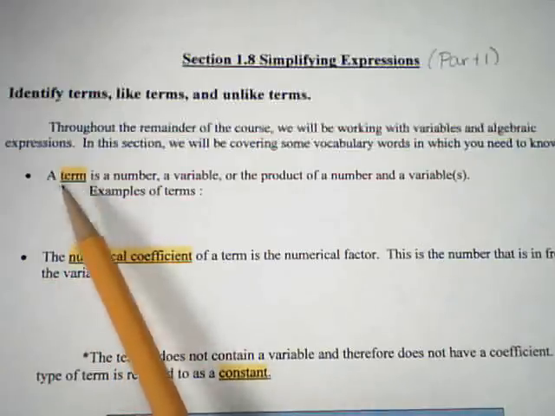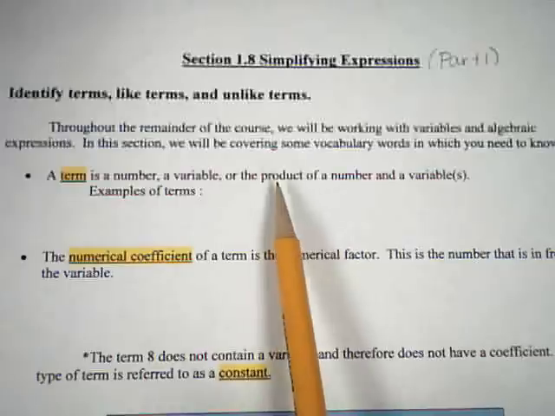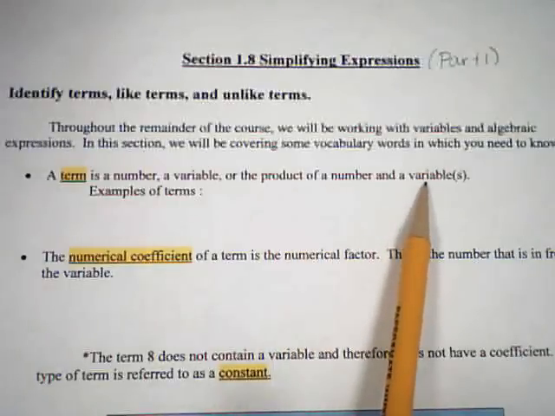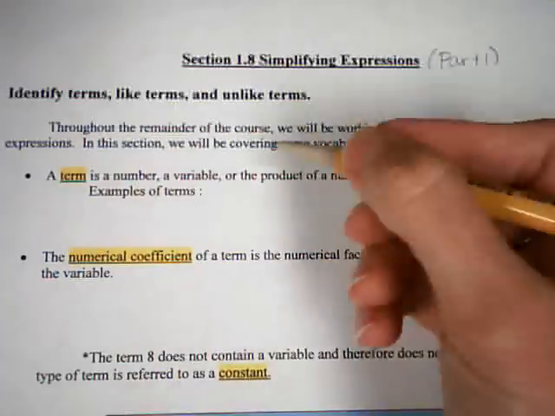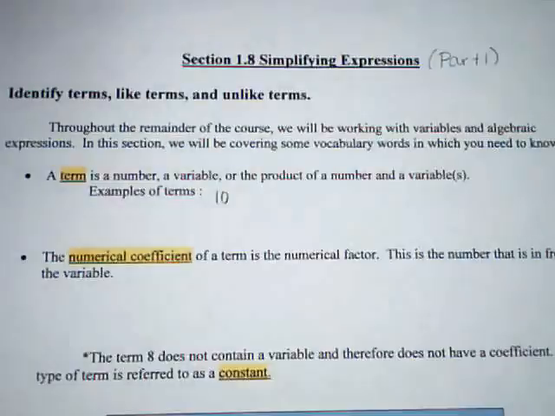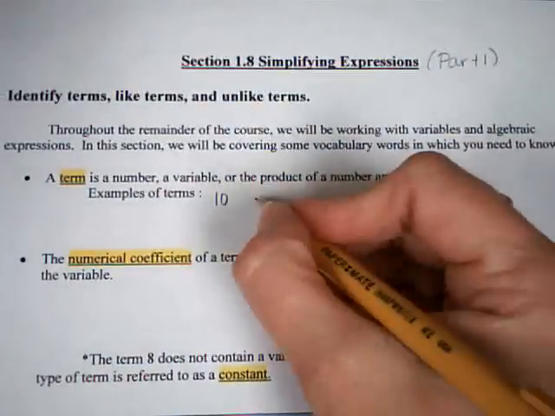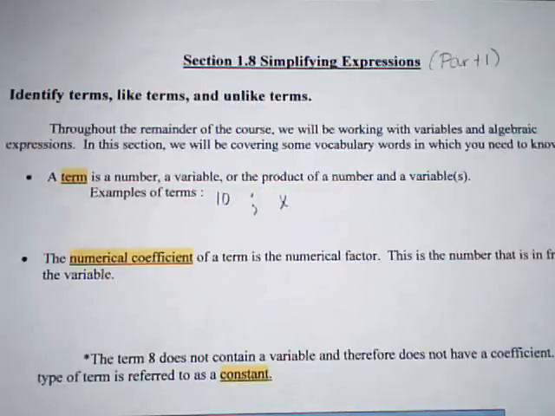The definition is that a term is a number, a variable, or the product of a number and variables. Okay, so if we say that a term is a number, it could just be a number like 10 by itself. That's considered to be a term. Or a variable. Okay, so x by itself is a term. It says, or the product of a number and variables.